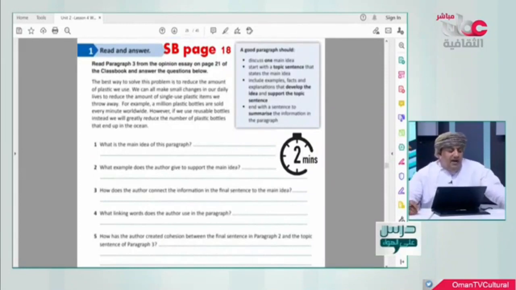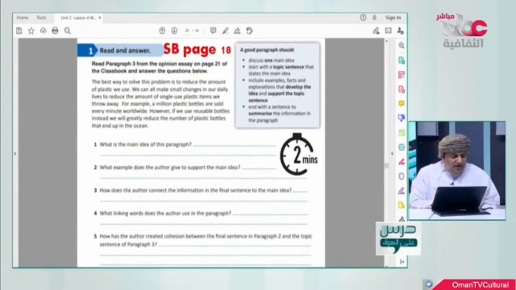Here, read paragraph 3 from the opinion essay on page 21 of your class book and answer the questions below. Here we have a full paragraph, and here we have 1, 2, 3, 4, 5 questions. Now, I want you to read the questions and find the answer from your paragraph. Let's read number 1. What is the main idea of this paragraph? Where could you find the answer for this question? On the top or at the end? No, it's at the top of your paragraph, because it is asking about the main idea for the paragraph.